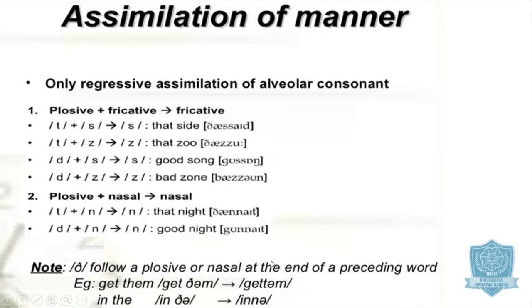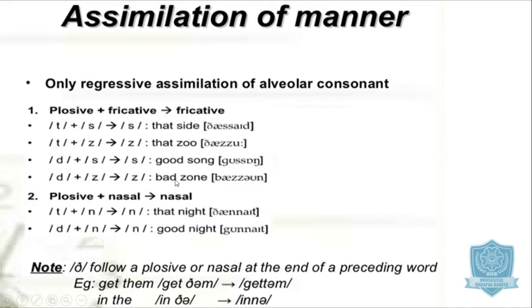And then the next is assimilation of manner. Here, only regressive assimilation of alveolar consonants can change the manner. So plosive plus fricative becomes fricative. For example, T plus S: S affects the T, so decide. T is omitted. Decide. So the T disappears. It is only for regressive assimilation.